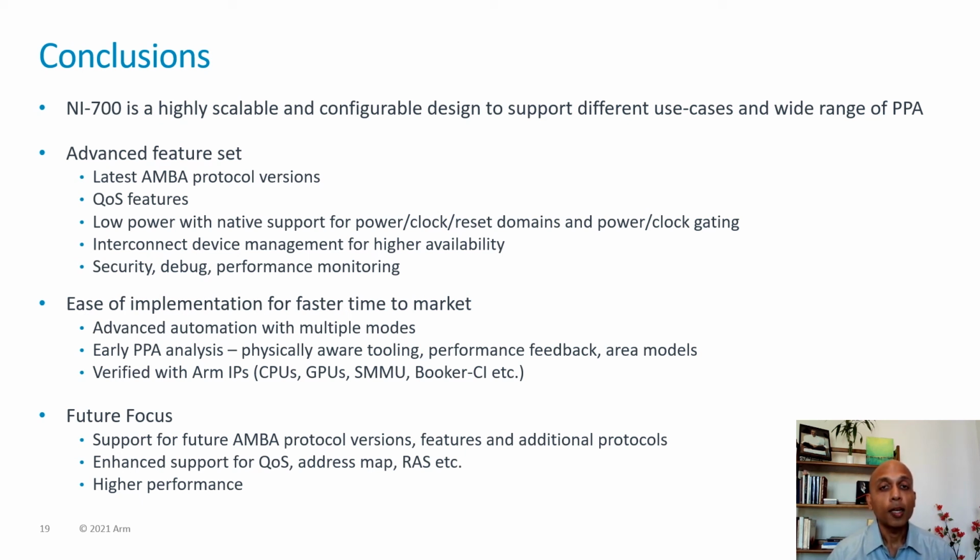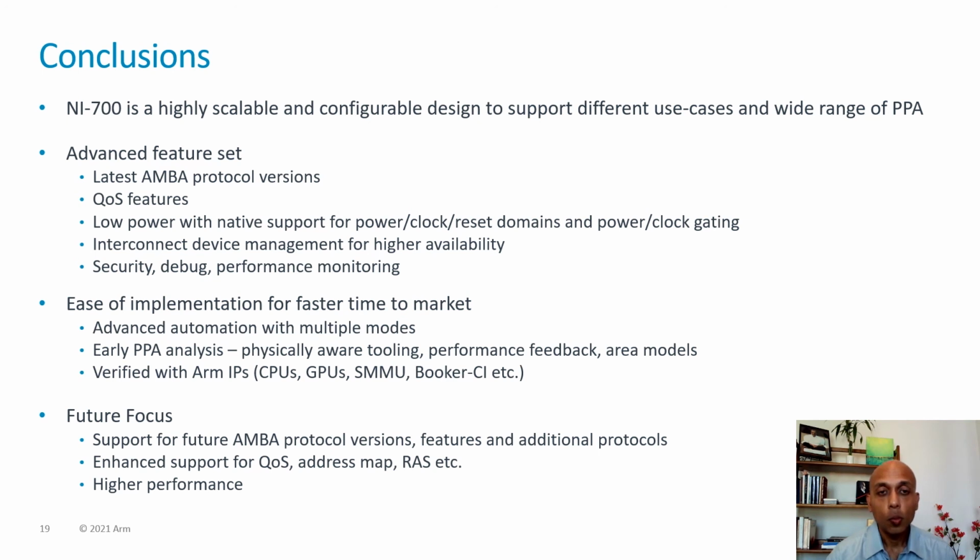Then we talked about the advanced feature set that spans a number of different areas, and some of these are listed below. Support for AMBA protocols ranging from ACE5, ACE-Lite, AHB, and APB. We talked about quality of service features, which is very critical for such interconnect designs. Low power, native support for multiple power, clock, and reset domains. And we touched upon availability features in the form of interconnect device management and debug support in terms of performance monitors and silicon debug registers.